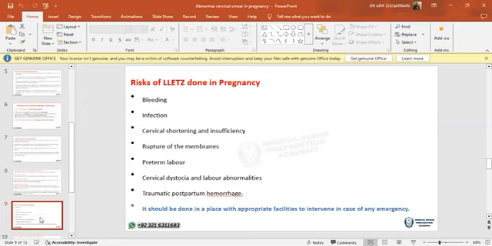The risks of excisional treatment during pregnancy can be bleeding, infection, and there can be cervical shortening and insufficiency. There is a risk of rupture of membranes and preterm labor. And during labor, the patient can have cervical dystocia and traumatic postpartum hemorrhage. Therefore, it should be done in a place where appropriate facilities to intervene are available in case of any emergency.